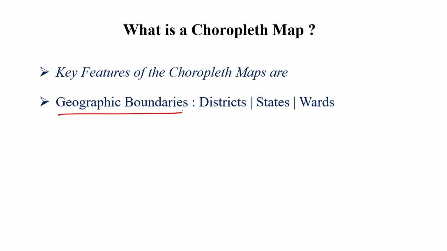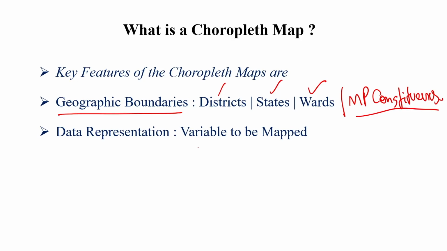Sorry, before going to the procedures, I will also tell you the key features. Like I said, we discussed geographic boundaries, that is one thing. I said districts, states, wards. You can also have MP constituencies, and you can try to see how well a constituency is performing, or how good the facilities are over there. Those things you can map, and try to see what kinds of patterns are there.